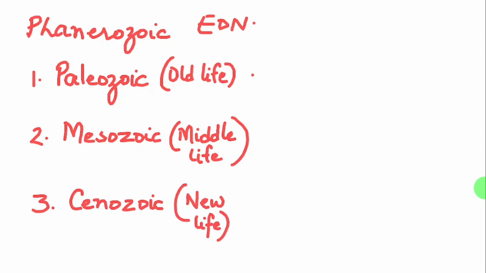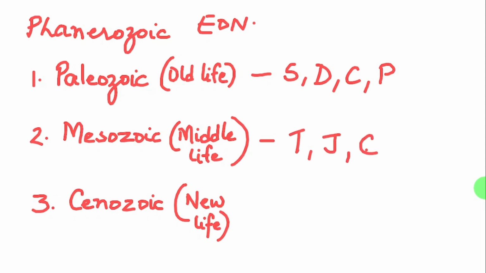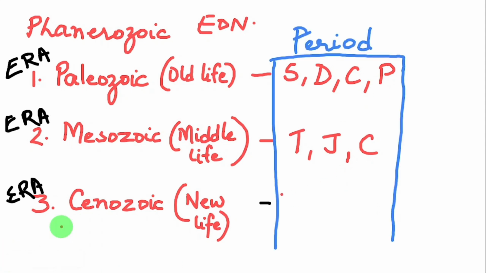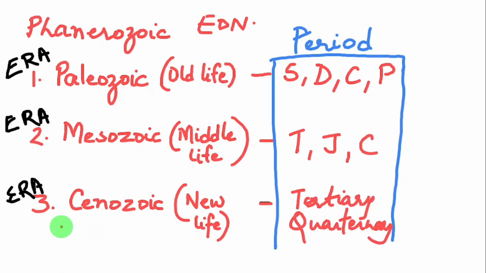Paleozoic is divided into Silurian, then Devonian and Carboniferous, and the last one is Permian. Mesozoic is divided into Triassic and then Jurassic, and the last one is Cretaceous. So these three are eras, and what do we call these? These are called periods. Cenozoic is divided into Tertiary and Quaternary. This is what is given in NCERT.